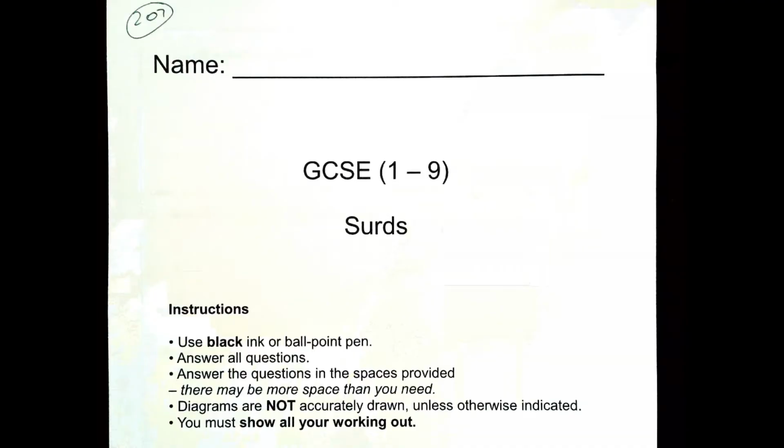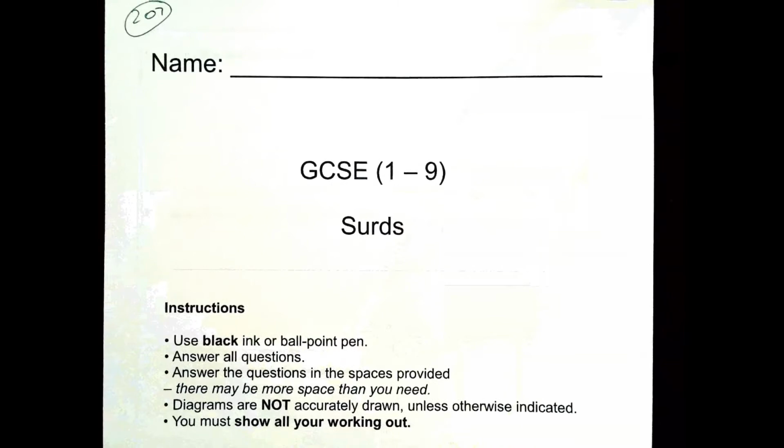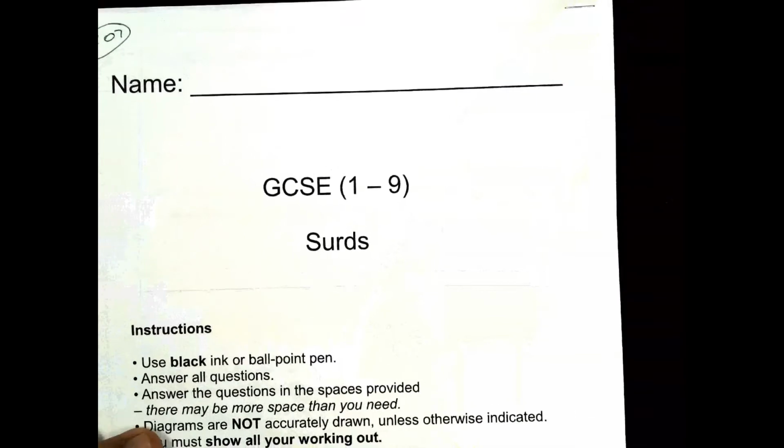This is appropriate for higher tier students, predominantly Key Stage 4, and it will cover simplifying surds, expanding brackets with surds, and rationalizing the denominator, so a fraction with surds. Okay. Now, firstly, what are surds?